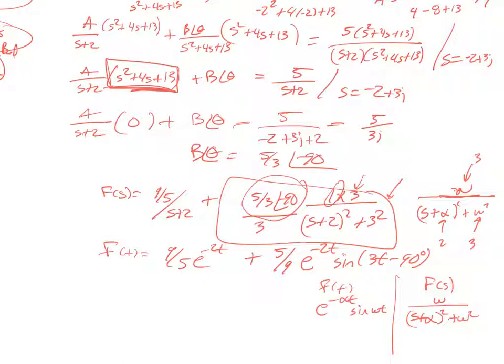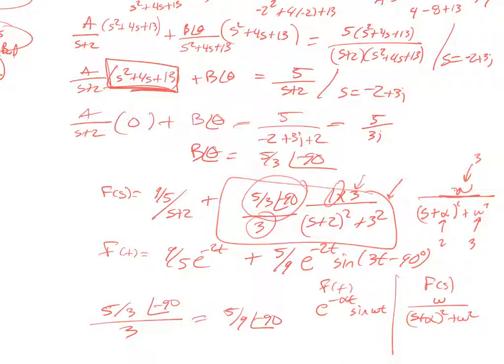So I need 3 here, so I'm multiplying the numerator by 3, which means I have to multiply the denominator by that same value so that I'm only multiplying by 1, right? 3 over 3 is equal to 1. So I multiply the two together, and I've got a 3 here. So now I've got 5 over 3 at an angle of 90 divided by 3 out front. That's equal to 5 over 9 at an angle of minus 90.